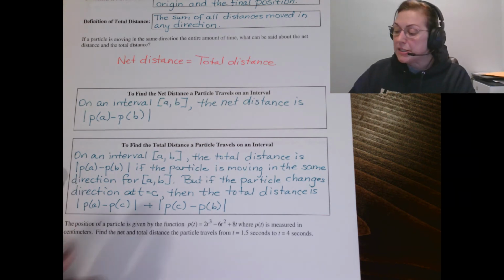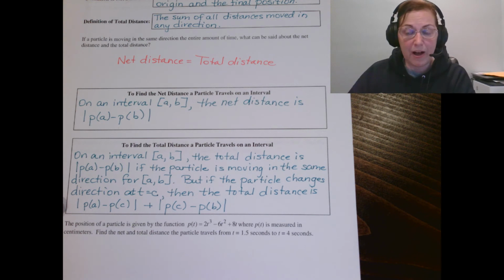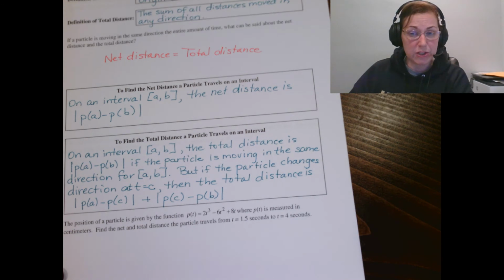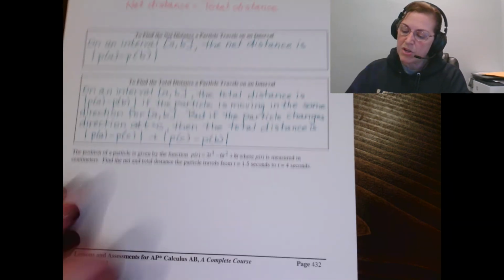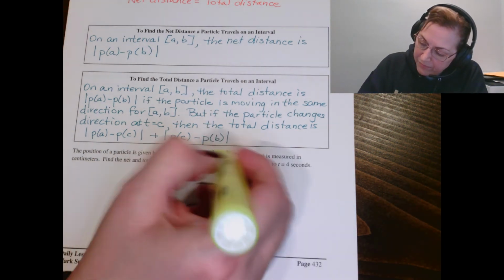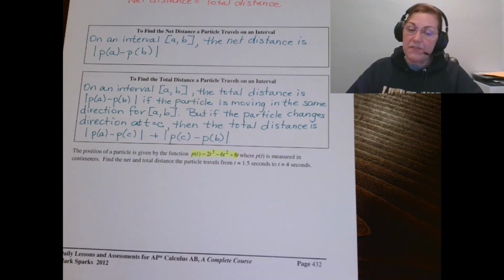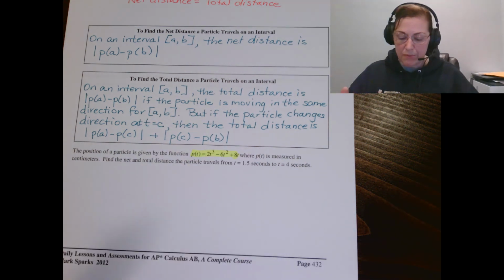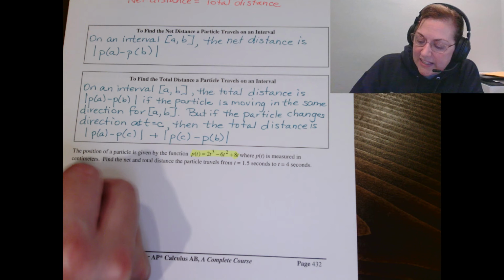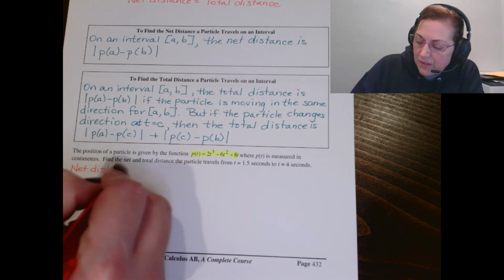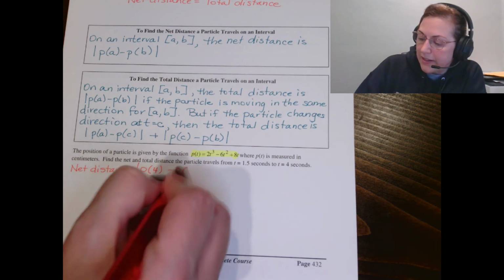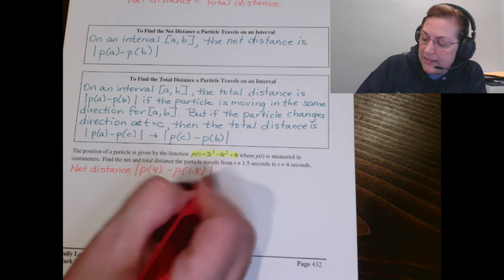Let's look at some examples, but don't forget, you can always pause and get the notes down so that you make sure you know the difference between total distance and net distance. For this problem, we're given the position function. We want to find the net and total distance from 1.5 to 4 seconds. So let's do the net distance. I always think that's the easiest one, because we do the position, we subtract the positions. Those are pretty easy.